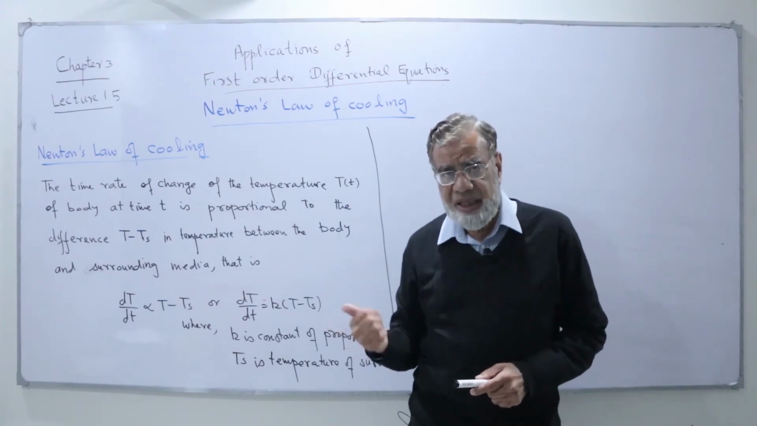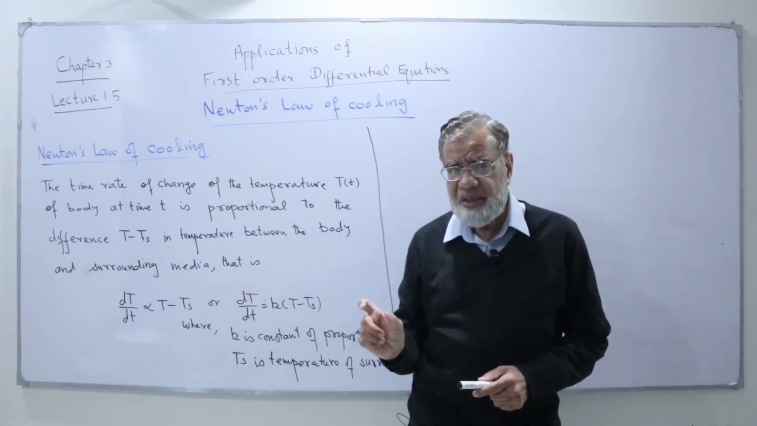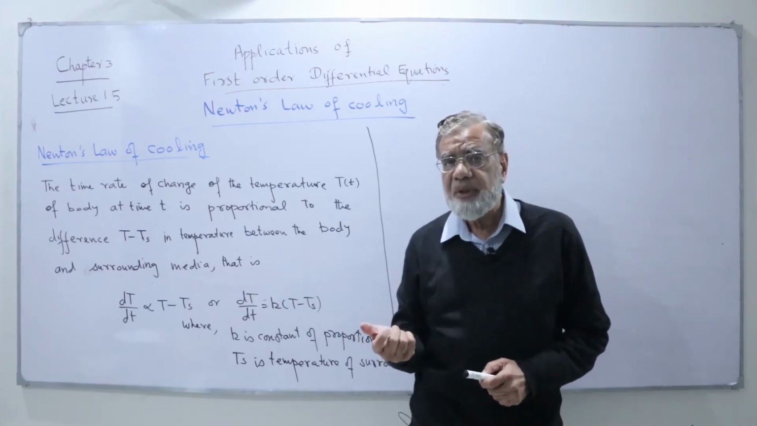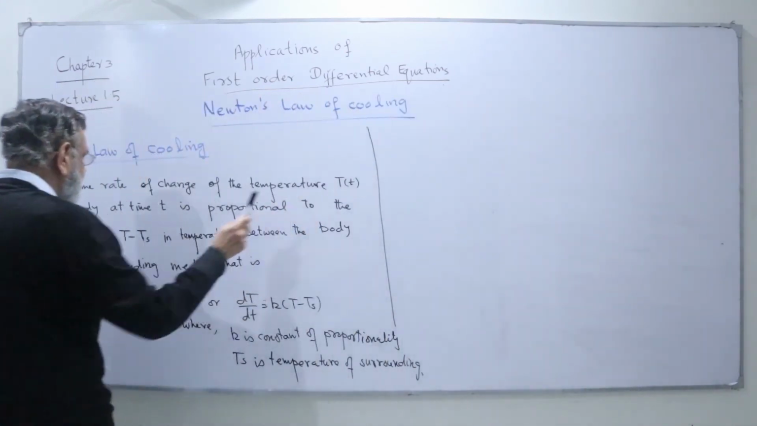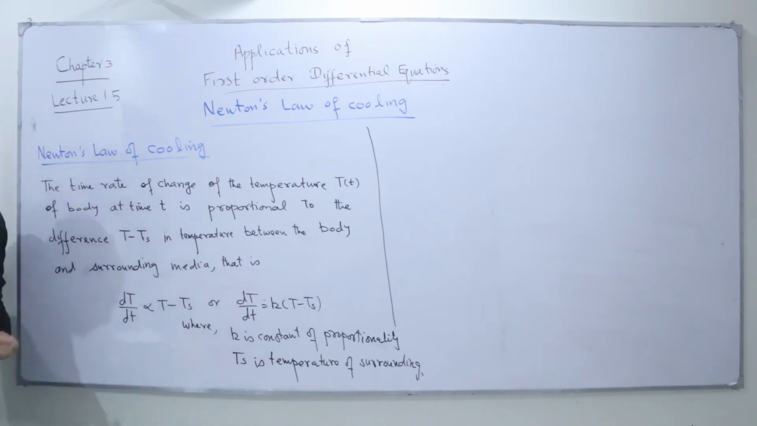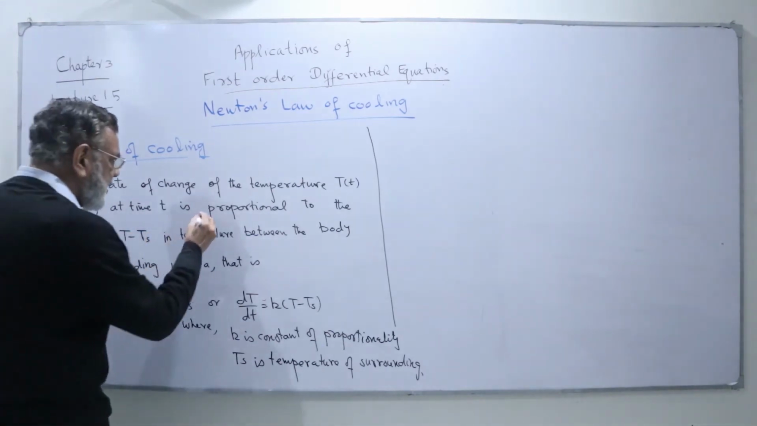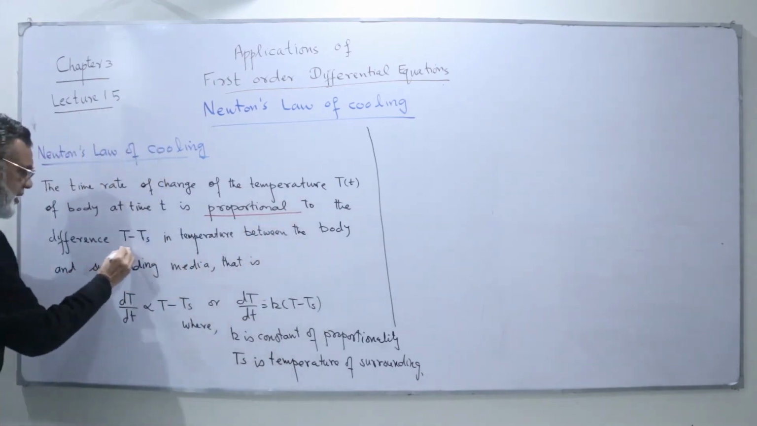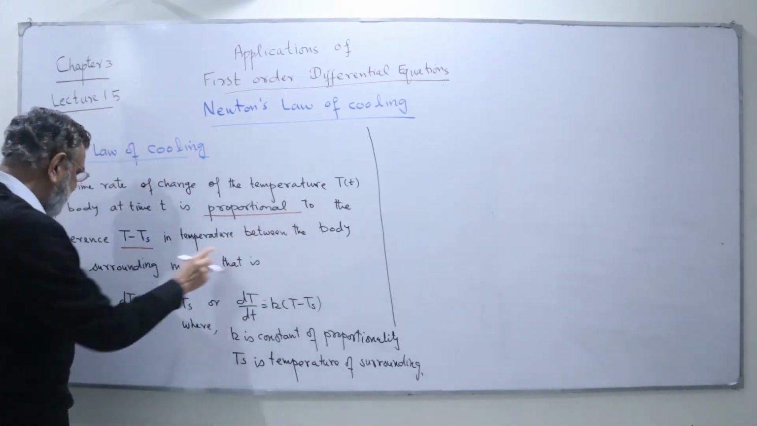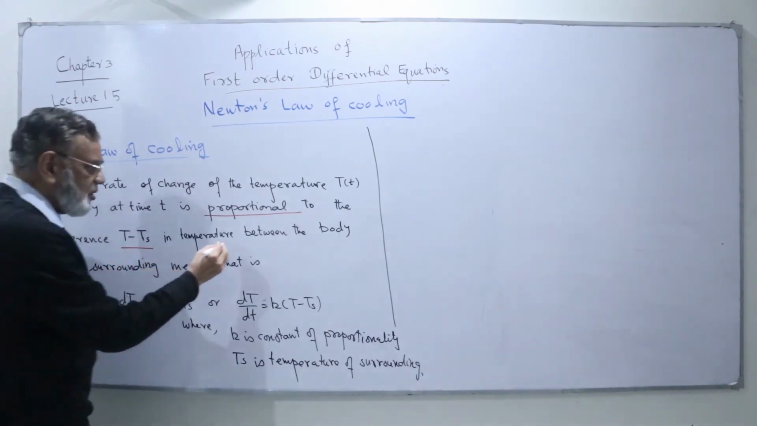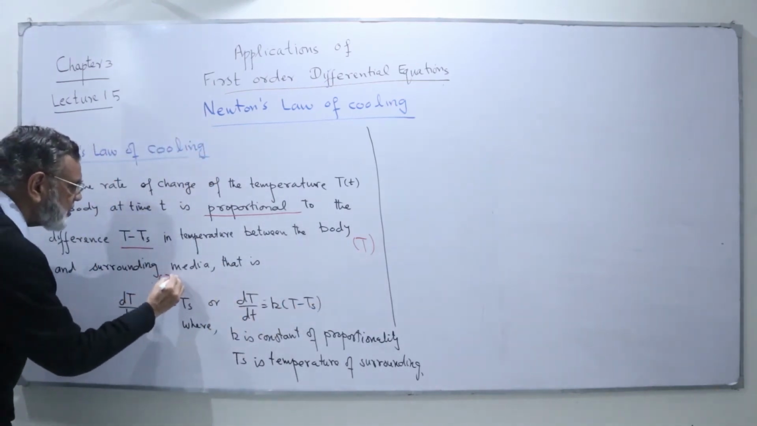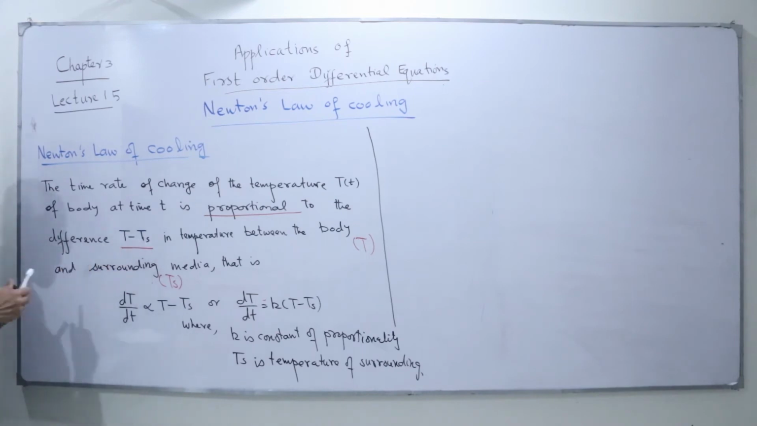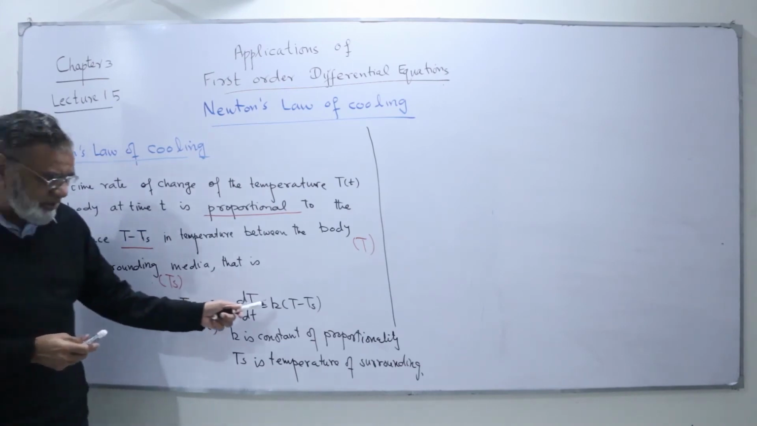We take Ts as the temperature of the surrounding, because surrounding is with S, and T is the temperature of the body. So the difference will be T minus Ts. We say the time rate of change of the temperature T of a body at any time t is proportional to the difference T minus Ts, the temperature difference between the body and the surrounding. We denote the proportionality by K.